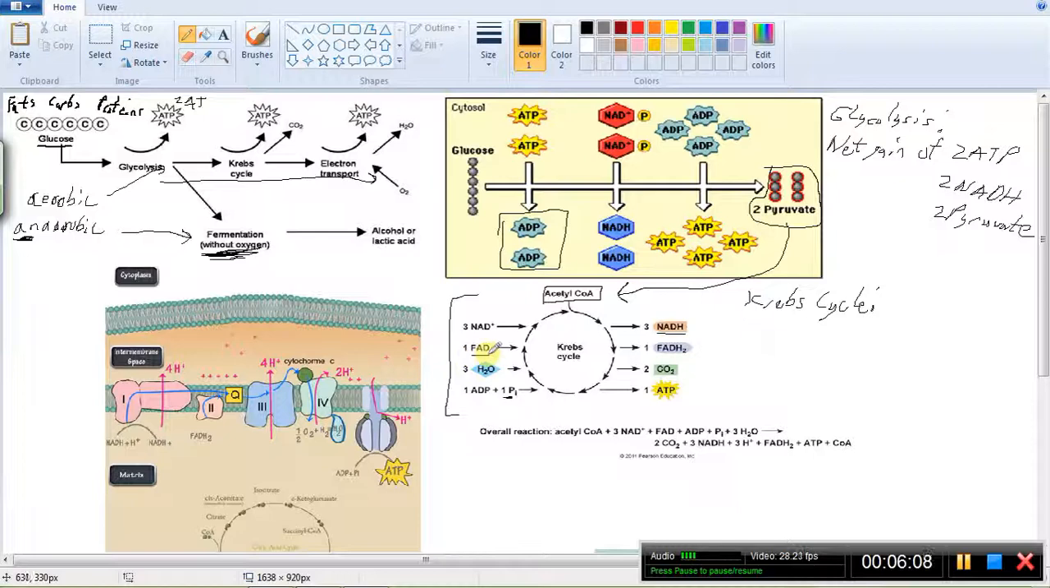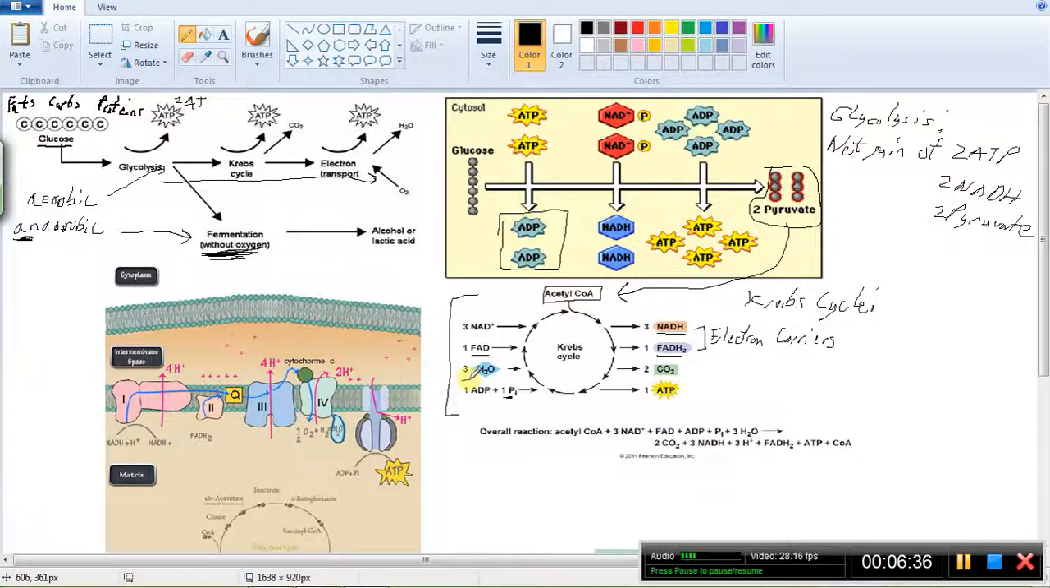We have 1 FAD. This is a new thing we haven't seen yet. We get out 1 FADH2. And remember, these two are both electron carriers. So they're going to carry some extra electrons, and then in the electron transport chain over here, they're going to donate those electrons to help create more ATP. So for now, they're just carrying extra electrons, carrying high energy electrons.